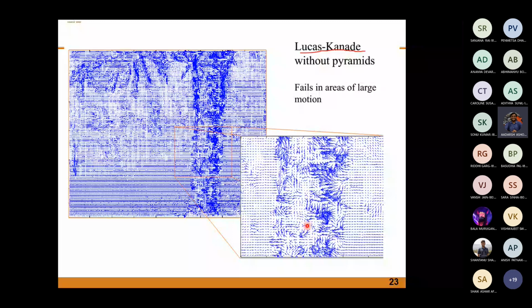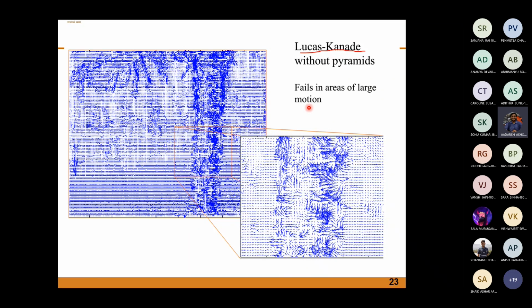So this particular optical flow algorithm, the Lucas and Kanade optical flow algorithm, will fail in areas of large motion. If you have certain regions or objects which have a large displacement between two consecutive frames, then it fails. The reason it fails is because you have this constraint of a 3 by 3 neighborhood, and the displacement is too fast to be captured within it.